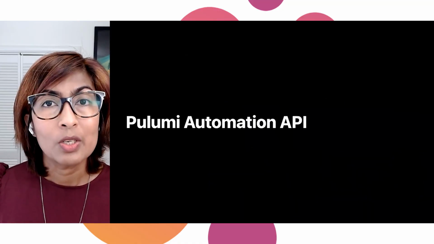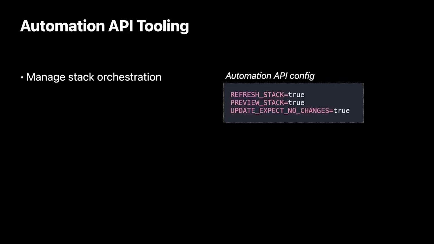Enter Pulumi Automation API. Our team has built a tool with the Pulumi Automation API to help Apple engineers manage the lifecycle of their stacks. Apple engineers can point the tool at a source repository with the Pulumi project, provide it some configs, and it will run through a planned Pulumi update.